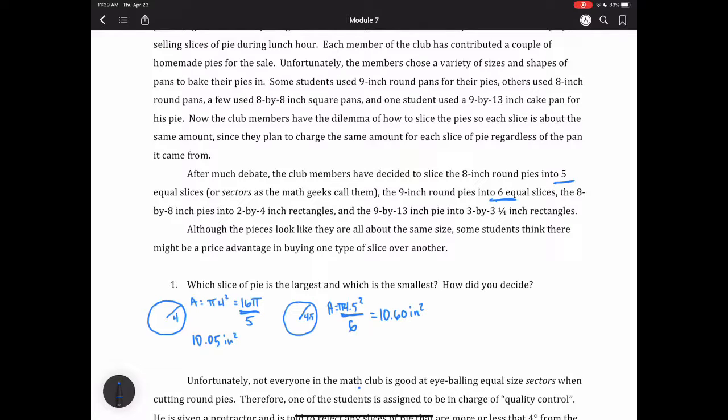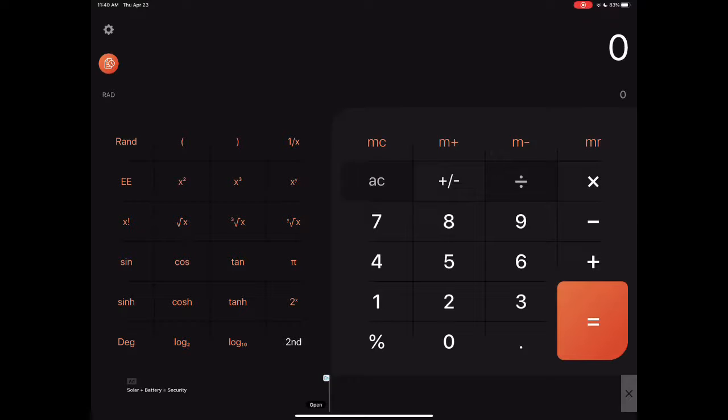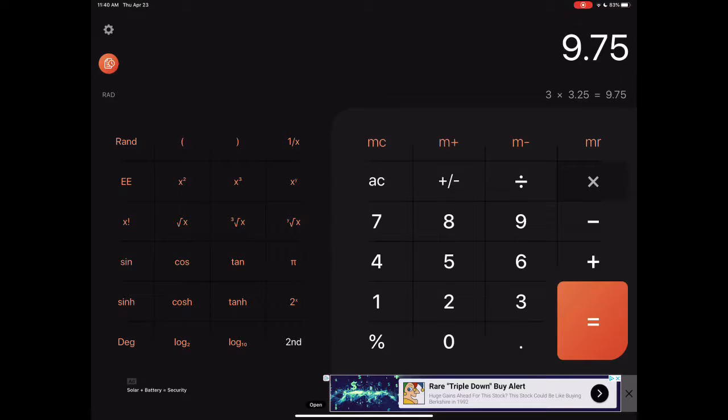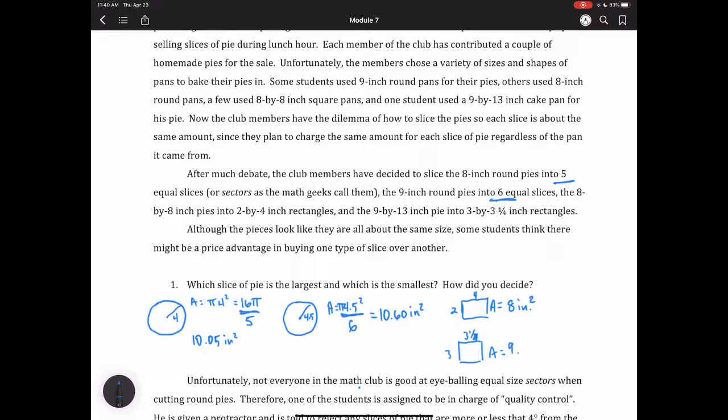So we've already found that this 9-inch pie is a slightly better deal, even though the pieces will probably look a little thinner. So now let's see the 8 by 8 inch, which is 2 by 4 rectangles. So 2 and 4, the area there is just equal to 8 inches squared. Wow, that's not a great advantage. And then our 3 by 3 and a quarter inch rectangles, almost squares. Oops. So let's go ahead and multiply those together. 3 times 3.25, that's 9.75 inches squared.